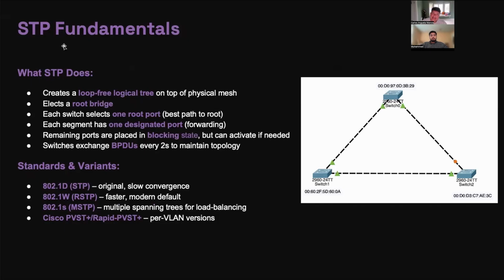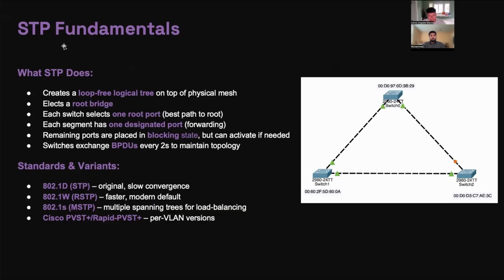That blocking state creates redundancy in your network. If the root port fails, whether it's a physical failure or otherwise, the blocking port can serve as the redundant path to get to the root bridge. Switches exchange BPDUs every 2 seconds to maintain topology. Let's get into what a BPDU is. It is a bridge protocol data unit, which is made up of a priority, as we'll learn, a VLAN ID, and a MAC address.